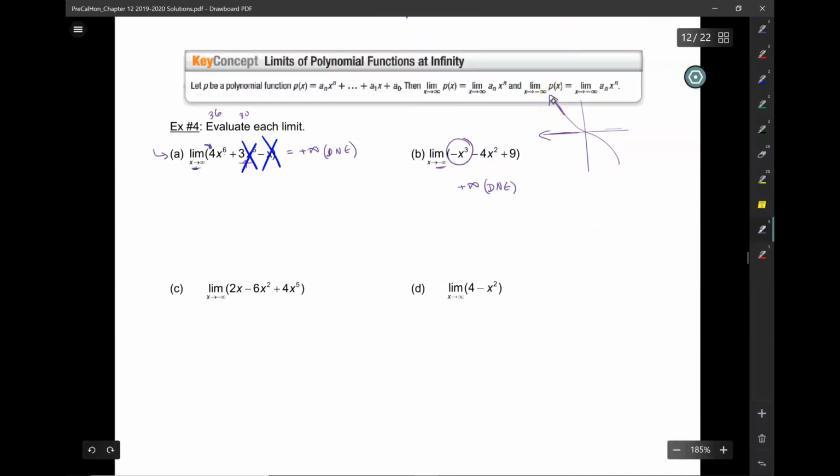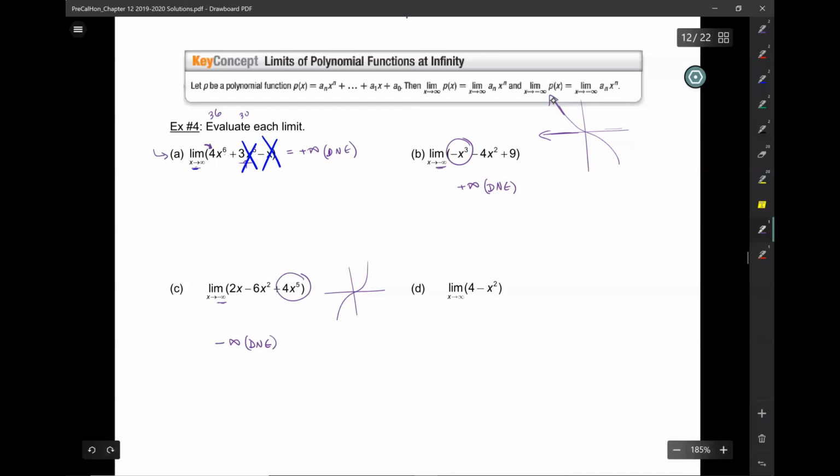Let's take a look at the next one. What's the term with the highest exponent? This. X to the 5th, it's odd. That means, and it's a positive 4, that means it's up on the right and down on the left. So as x approaches negative infinity, this goes to negative infinity, which is also d(n)e). Let's be consistent and put parentheses.